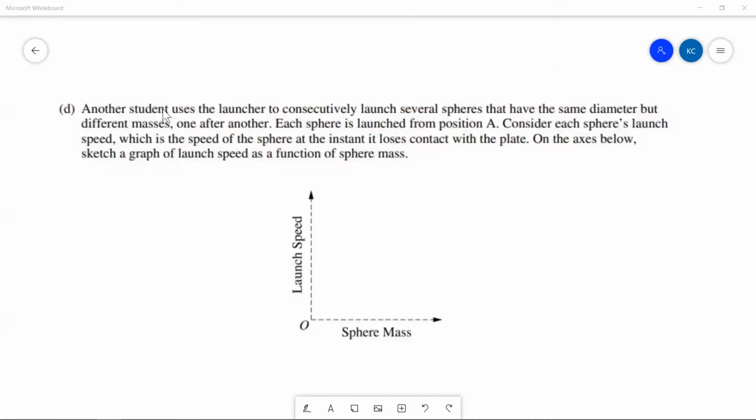Part D. Another student uses a launcher to consecutively launch several spheres that have the same diameter but different masses, one after another. Each sphere is launched from position A. Consider each sphere's launch speed, which is the speed of the sphere at the instant it loses contact with the plate. On the axes below, sketch a graph of launch speed as a function of sphere mass.